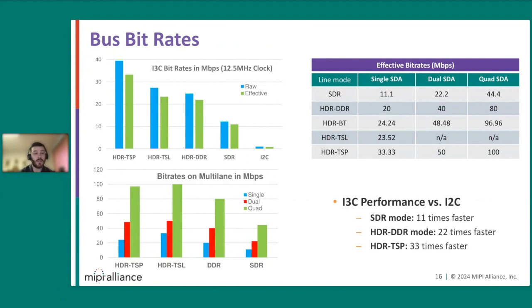So those HDR modes can definitely give you a huge boost. And on top of that, the increase with multi-lane is just a multiplier on top of that. So with the combinations of these higher data rates, going from your standard 11.1, you can almost get a 10x increase with the HDR TSP quad lane up to 100, right? So a lot faster capabilities there if your implementation requires it, right?